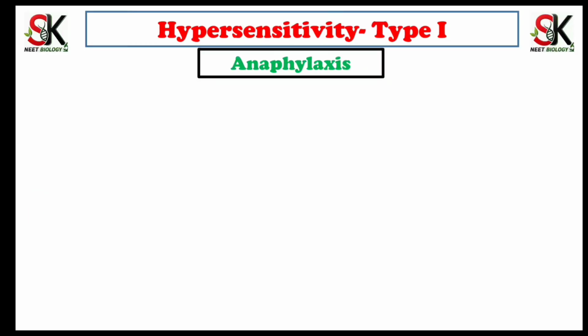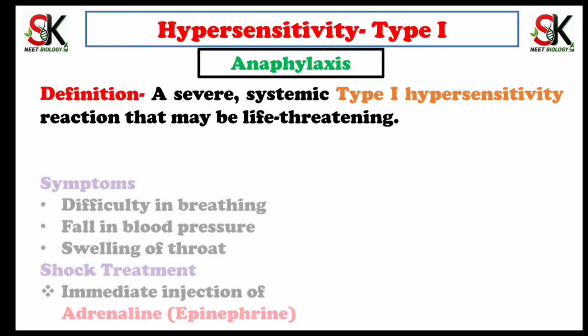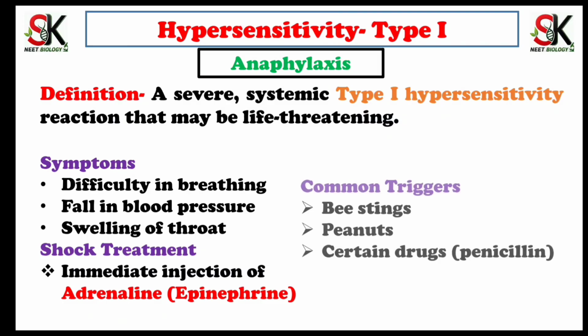Among all hypersensitivity type 1 examples, we will discuss one here, which is anaphylaxis. It is a severe systemic type 1 hypersensitivity reaction that may be life-threatening. Symptoms of anaphylaxis are difficulty in breathing, fall in blood pressure and swelling of the throat. Generally, epinephrine, which is also called adrenaline, is used as a shock treatment. The common triggers of anaphylaxis are bee sting, peanuts, and certain drugs in some patients, like penicillin.